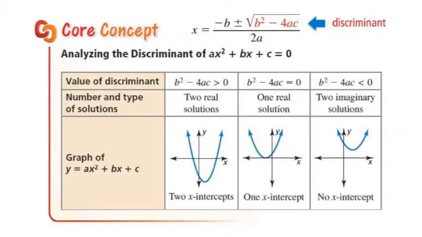If b squared minus 4ac equals 0, you have 1 real solution because the vertex of the parabola is on the x-axis. And if b squared minus 4ac is less than 0, which means it's negative, you're taking the square root of a negative number, which means i is in your answer, and therefore you have 2 imaginary solutions because that parabola does not touch the x-axis.